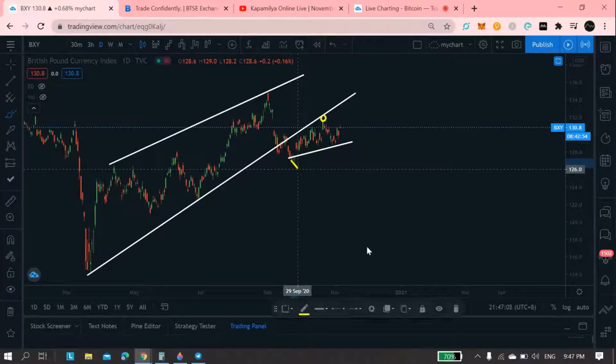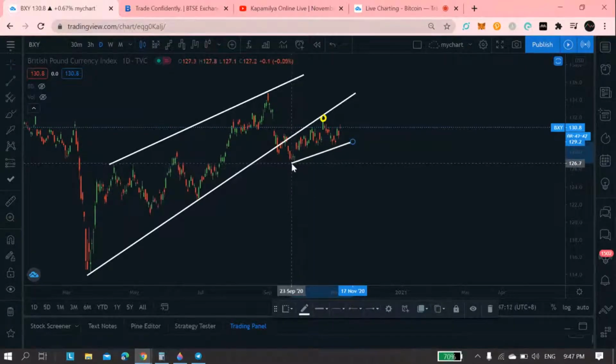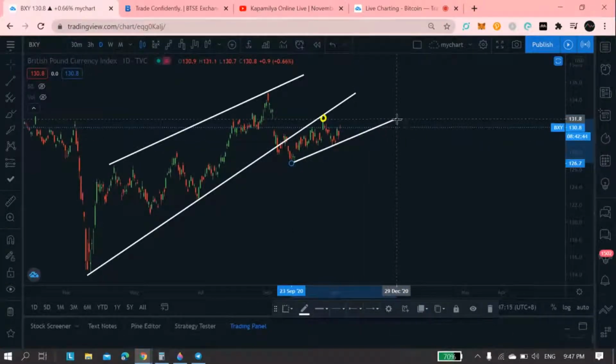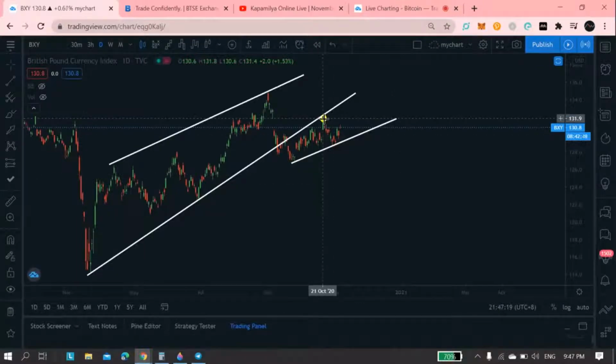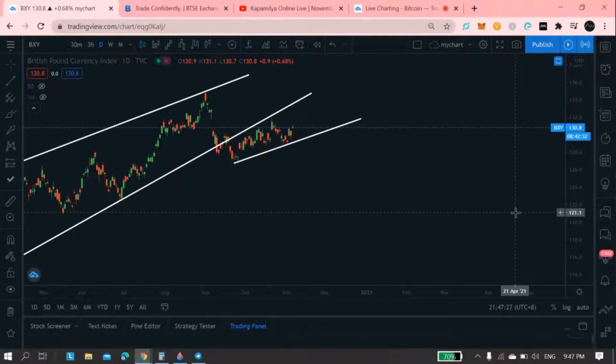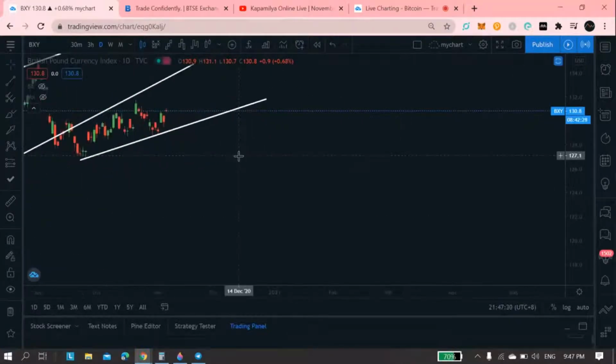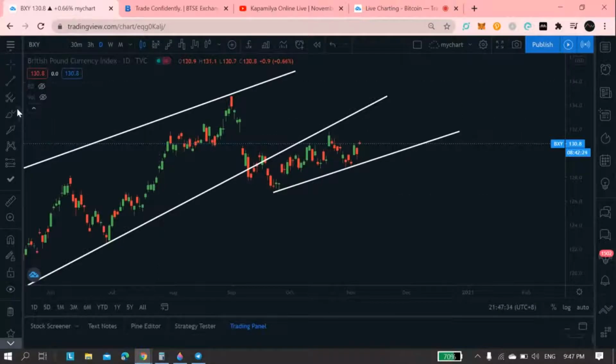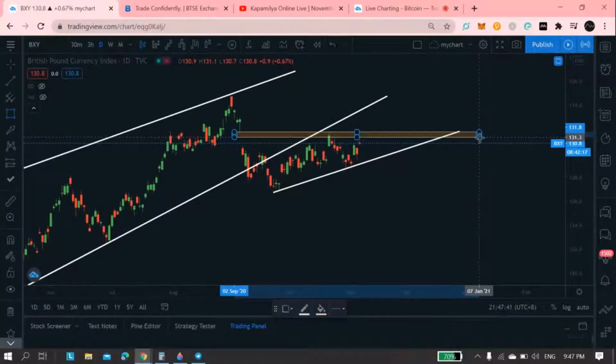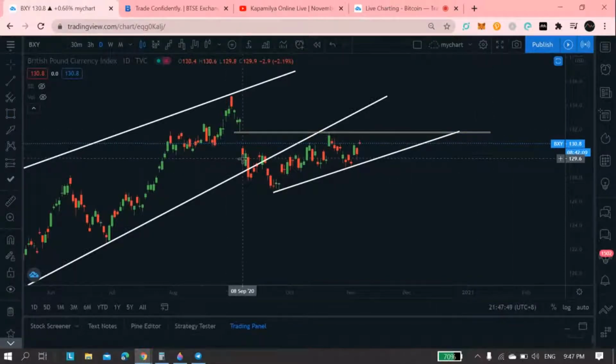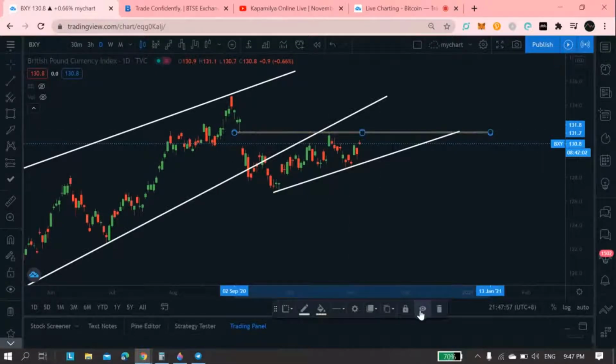Just check this one. Oh, and actually there is a gap. Normally gaps get filled, but of course we don't know. Anyway, let me just check this one. The high of this is 130.6. Oh no, it's not a gap because it filled it, the 130.6.